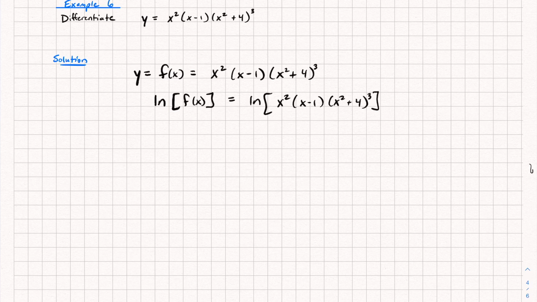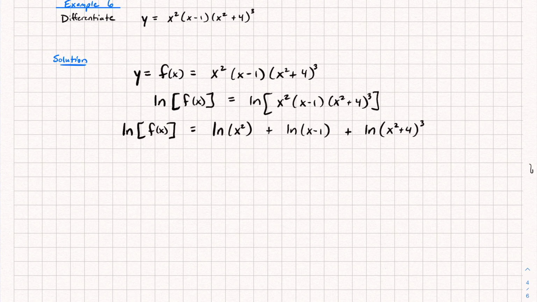And now I'm going to use my laws of logarithms to expand this out. The left-hand side stays the same, but on the right-hand side, I would have ln of x squared plus ln of x minus 1 plus ln of x squared plus 4 to the third. Now, unlike last time, I actually have items raised to a power, so I need to bring the power to the front before I go through and derive everything. So this would be 2 ln of x. The middle term just drops down. There's nothing else to do with it. But the last term, I can bring a 3 to the front.